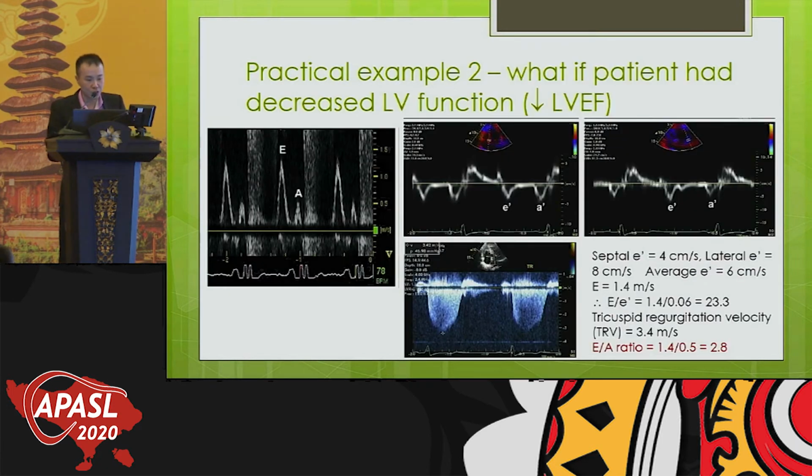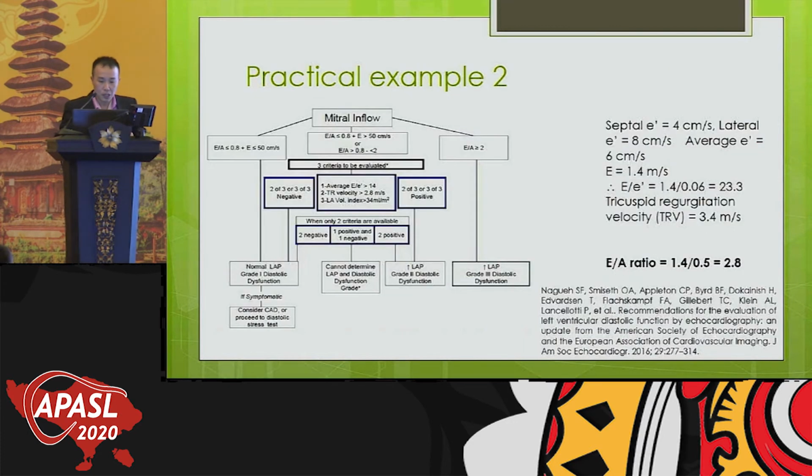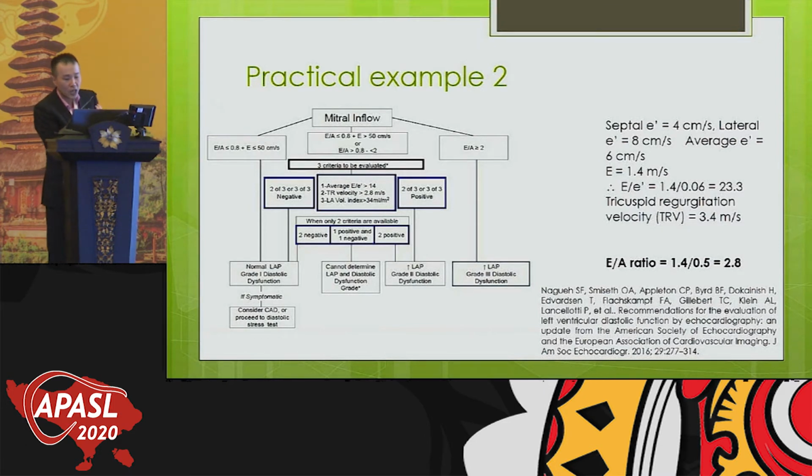Now that person had normal left ventricular ejection fraction. What if they had a decreased one? So really nothing much changes except for that EA ratio. So you see that there? The EA ratio is actually quite high. It's 1.4 divided by around there, 0.5. So it's about 2.8. So if you look at the same sorts of measures here, again, same sorts of criteria, but here the EA ratio is very high, and that person has a more advanced form of diastolic dysfunction, a grade 3 diastolic dysfunction.